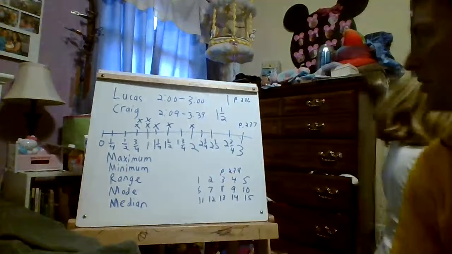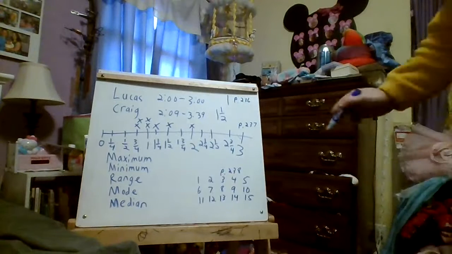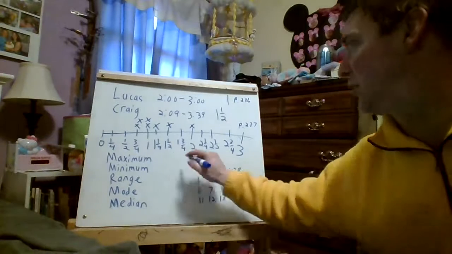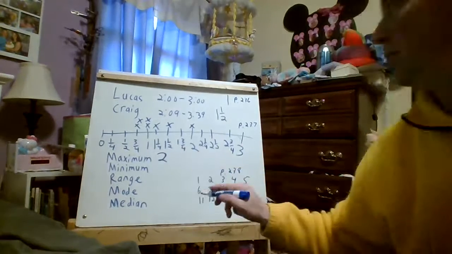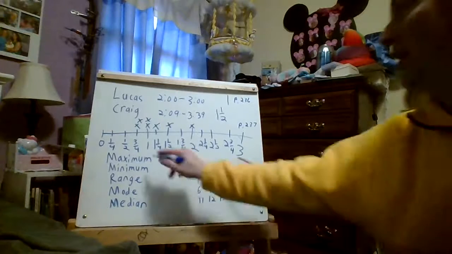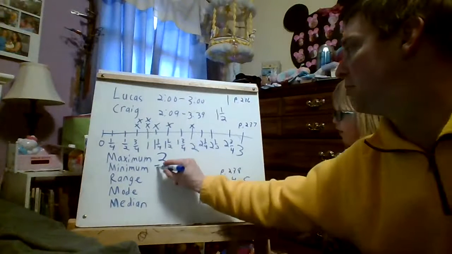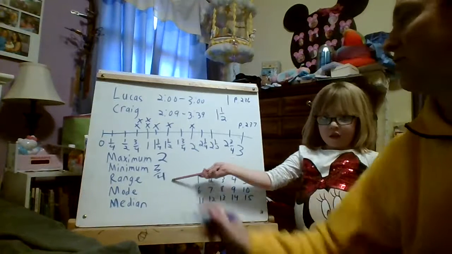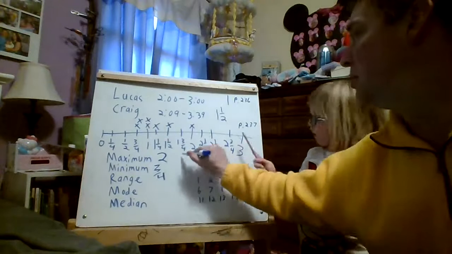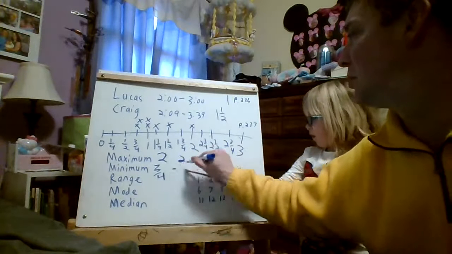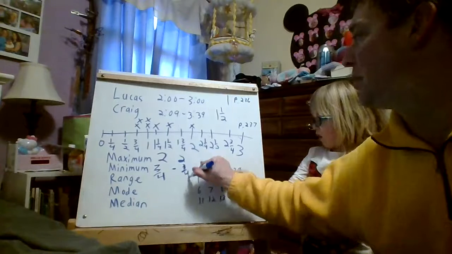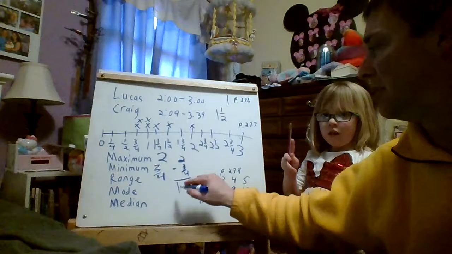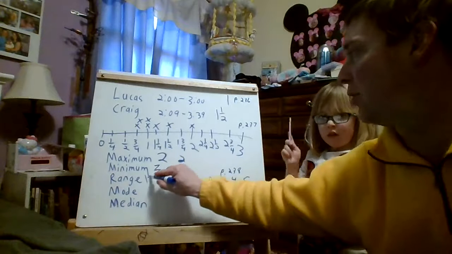First, we have maximum, the biggest number with an x so far. You're going to change this after you do the entire page on 236, but this one is going to be 2 because that's the biggest number. The smallest number with an x is 3/4. The range is looking at the biggest minus the smallest. If we subtracted 2 minus 3/4, we would get, it's going to be 2, so it's going to be 1 and something. In this case, it's going to be 1 and 1/4.